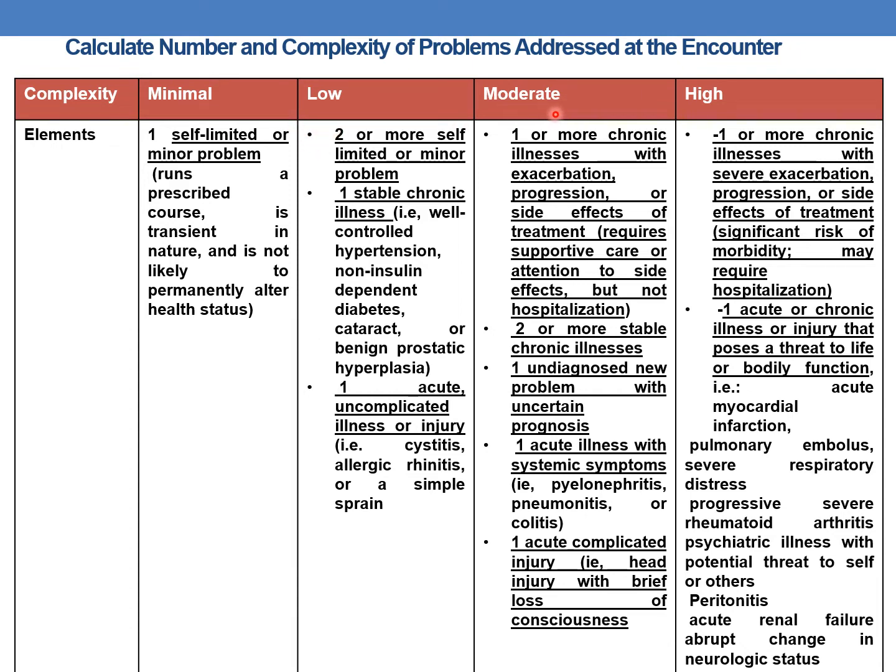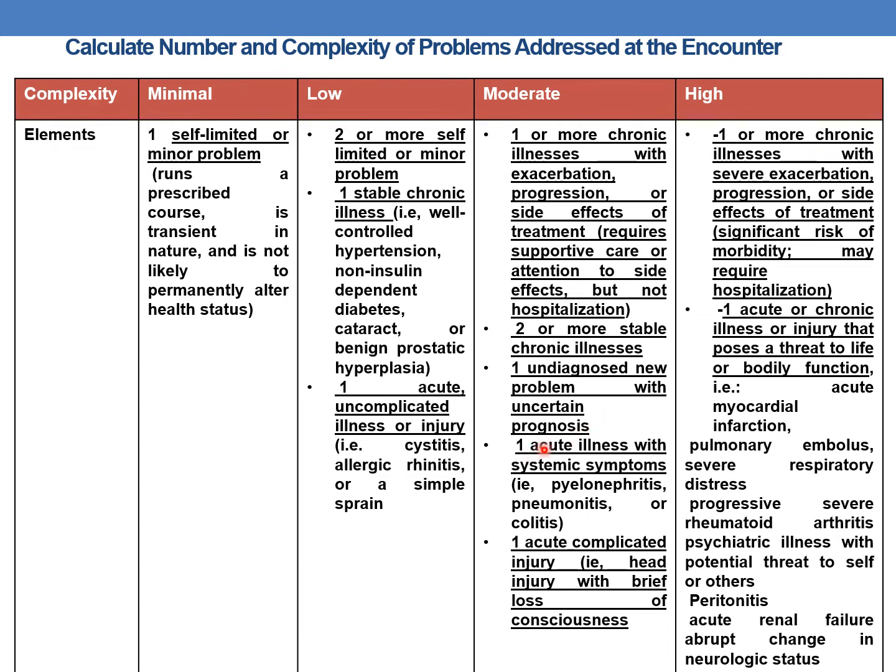Now let us discuss moderate complexity. Whenever there is one or more chronic illnesses with exacerbation, progression, or side effects of treatment that require supportive care or attention to side effects but not hospitalization. The next is two or more stable chronic illnesses. Whenever there are two or more stable chronic illnesses, the complexity will become moderate. When there is one undiagnosed new problem with uncertain prognosis, for example, a lump in the breast as we have discussed earlier, that goes to moderate complexity.